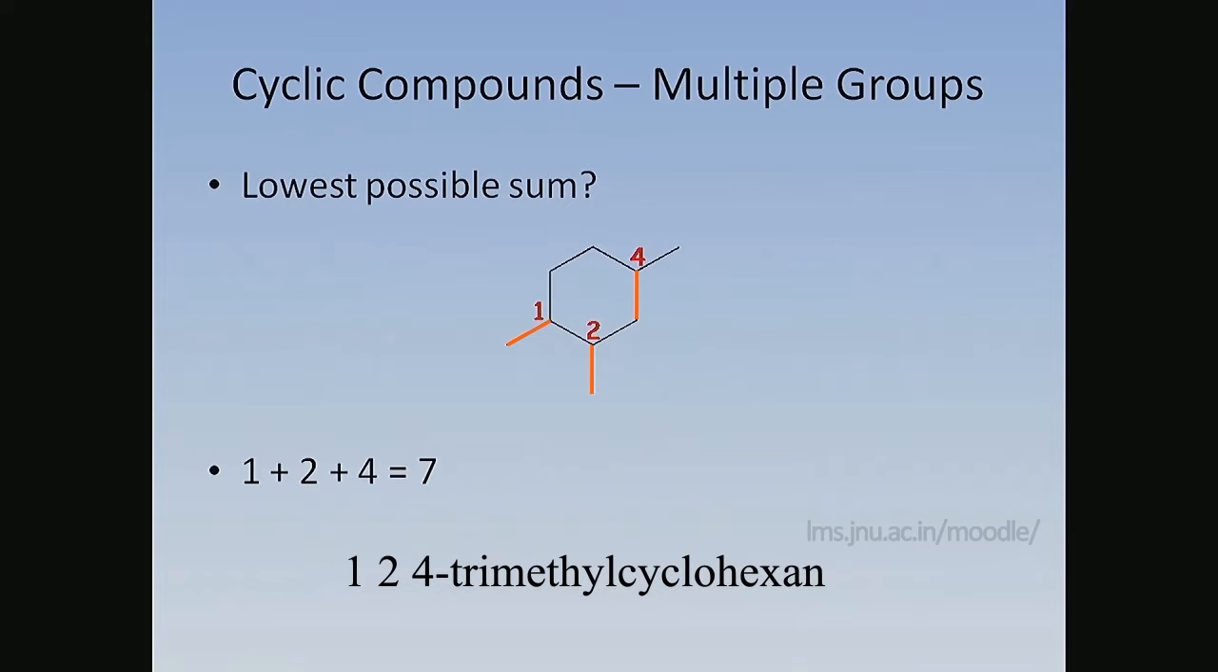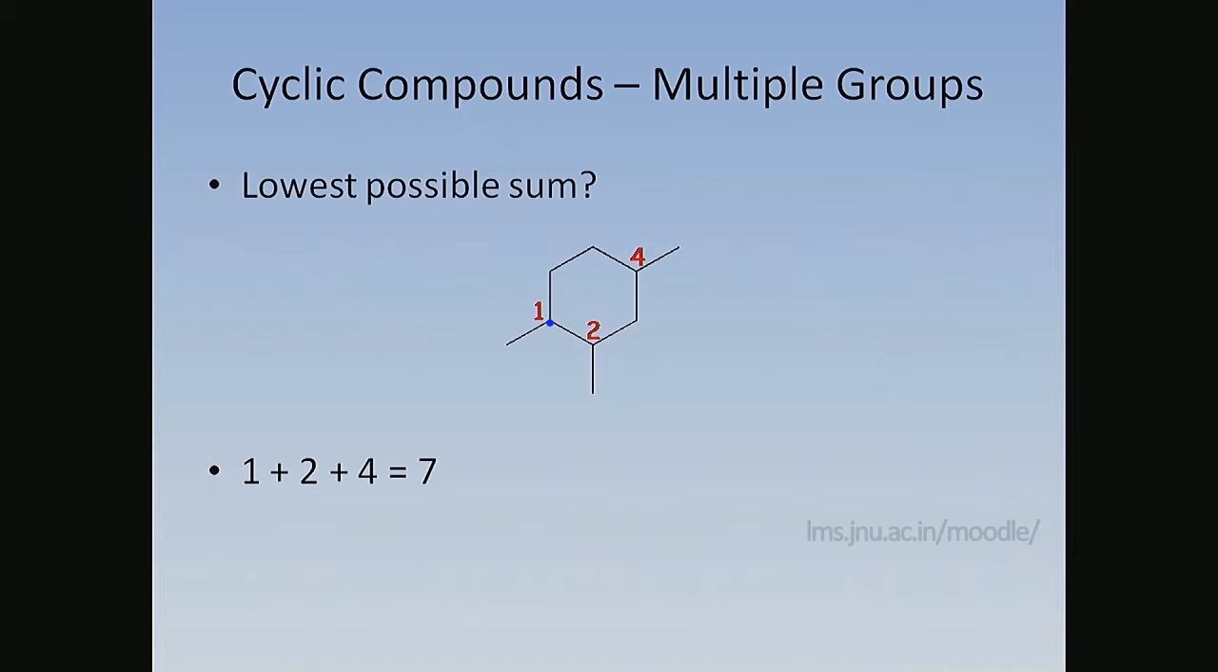If you start from here, it is going to be 1, 2, 3 and 4. So that number will be 1 plus 3 plus 4. So 4 plus 3, 7 plus 1, 8. So that is not the lowest number. Or if you start from here, number 1, 2, 3, 4, 5, so this will become 1, 2, 5. So 5 plus 2, 7 plus 1, 8. So that is also the wrong number.